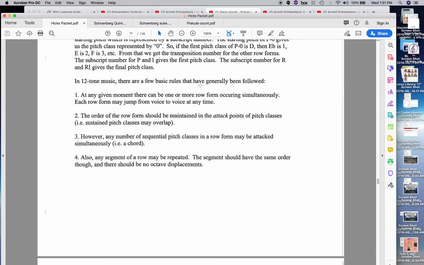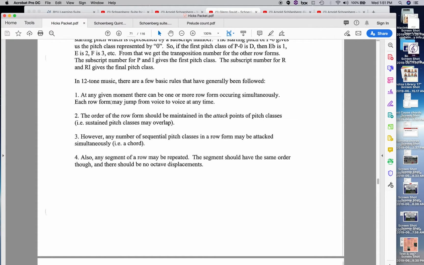In 12-tone music, there are a few basic rules that have generally been followed. Now, these have been stated in much more wordy ways. I think this is a pretty straightforward way of mentioning these. Now, I should mention the only composer I know of who's followed these almost completely strictly would be Webern. Schoenberg and Berg and many other composers break these rules. But for your pieces, for your composition, I want you to follow these because you should experience that.